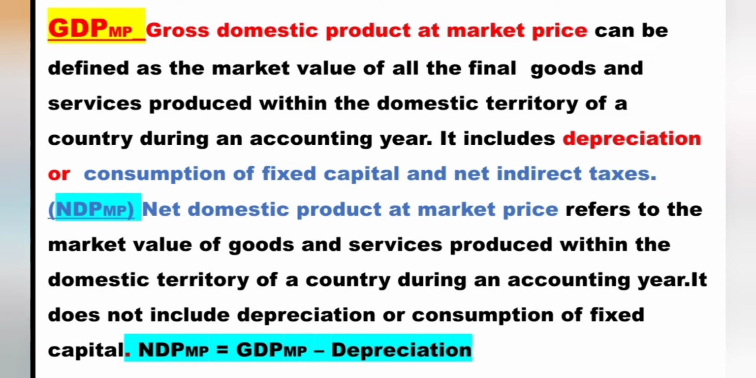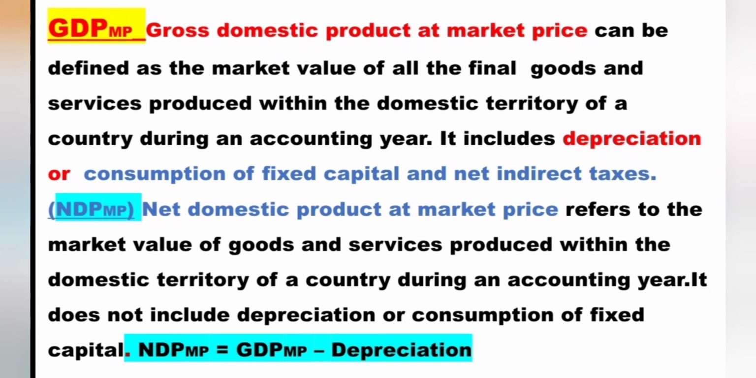So, what is net domestic product at market price? When we deduct depreciation from GDP at market price, we will get NDP at market price. NDP at market price refers to the net money value of the goods and services, that is, final goods and services produced within the domestic territory of a country during an accounting year.